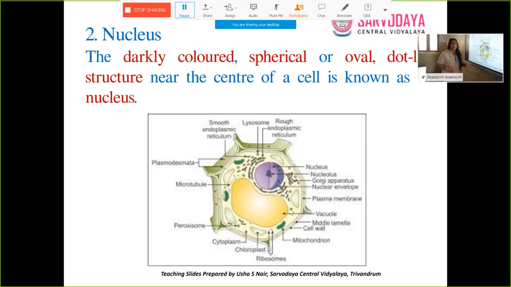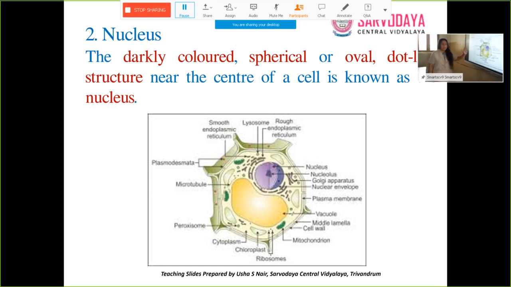Nucleus again, the same old thing, but we will be studying it in a little more detail. Nucleus, we have already studied, is a very important part of the cell. It's placed in the center of the cell. I've given an image, I think it is also in the text. What is nucleus? We already know it is a spherical shaped body. The darkly colored spherical or oval dot-like structure near the center of a cell is known as nucleus.